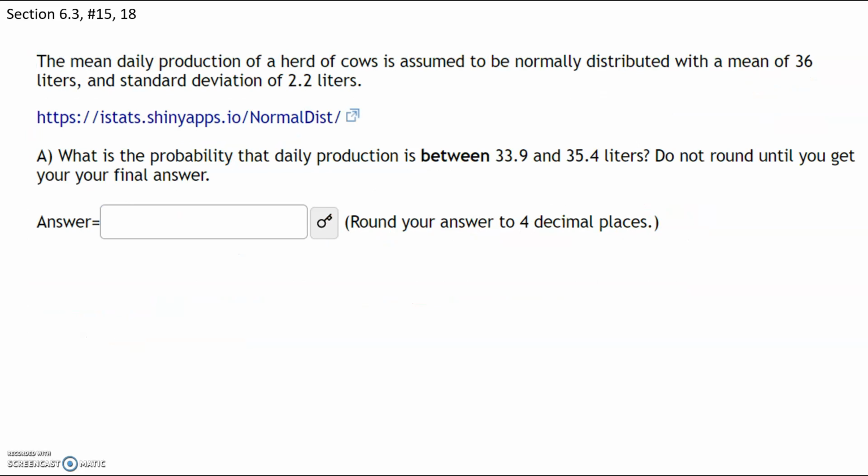The mean daily production of a herd of cows is assumed to be normally distributed with a mean of 36 liters and a standard deviation of 2.2. So our mean is going to be 36 and our standard deviation is going to be 2.2. What is the probability that the daily production is between 33.9 and 35.4 liters? So when you have the word in between, you're going to choose the interval option in the normal distribution calculator. And we want to know what is the probability that X is in between 33.9 and 35.4.